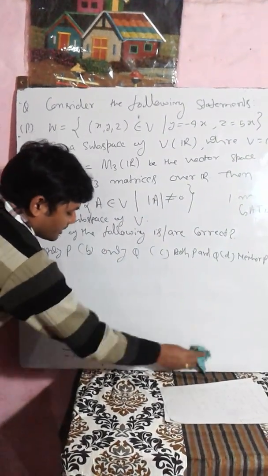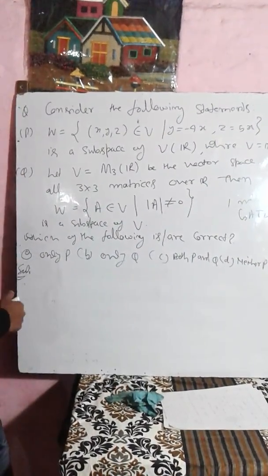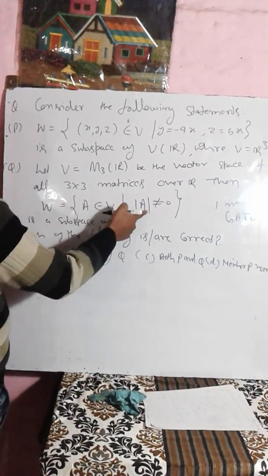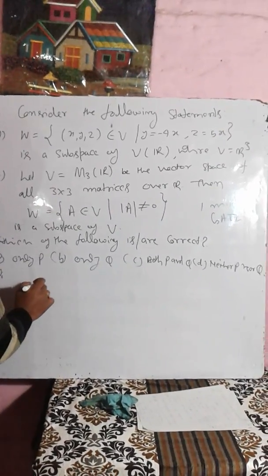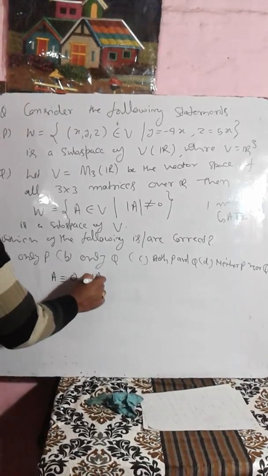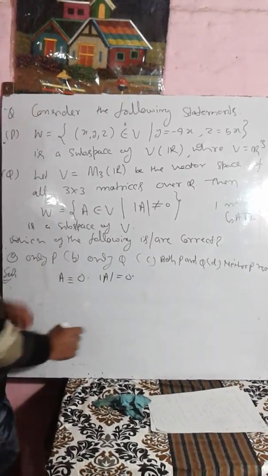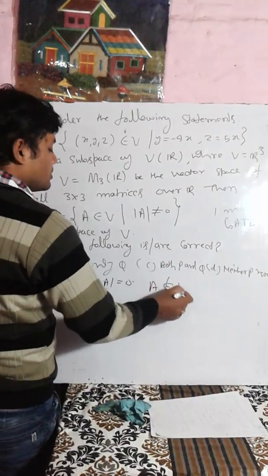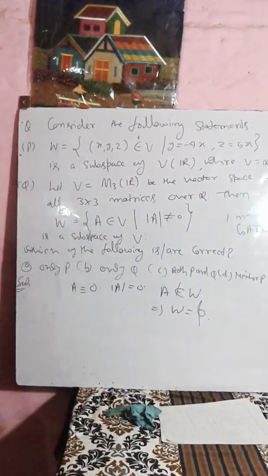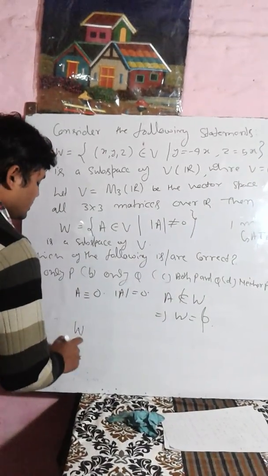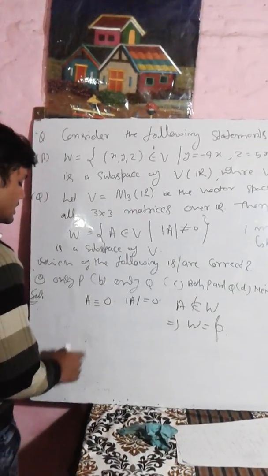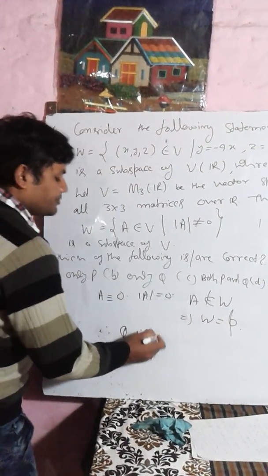So this means statement P is correct. Now for statement Q, W contains those matrices whose determinant is different from 0. If we take matrix A equal to the zero matrix, then the determinant of A will be equal to 0, and hence the matrix A does not belong to W. This means W is empty, or rather the zero element is not in W, and hence W is not a subspace of this V. This means statement Q is incorrect.